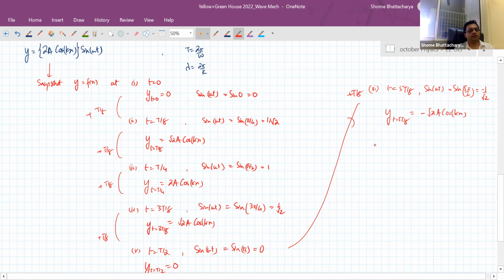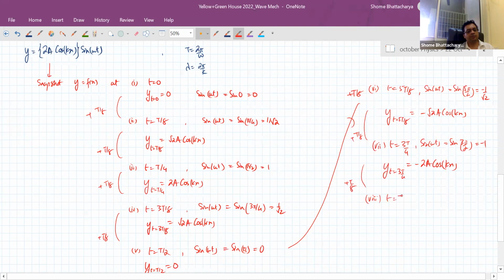Then again increase by a factor of T by 8. So this will become 6T by 8 or 3T by 4, 3/4 of a time period. So sine omega t will become sine 3 pi by 2. So that is minus 1. So the snapshot picture will become minus 2a cos kx. And so 8 times we've increased by 1 by 8 of the time period. So we'll complete the cycle with this one.